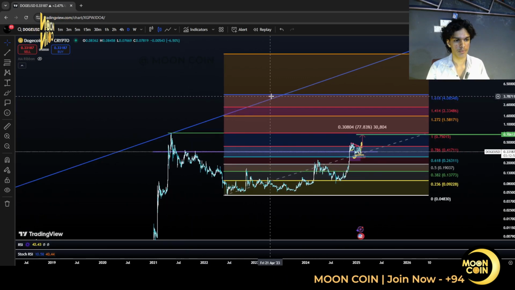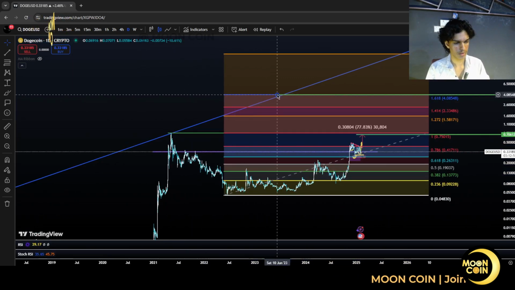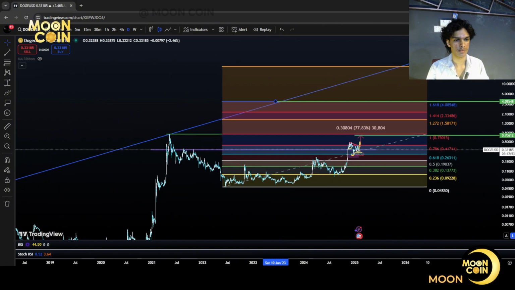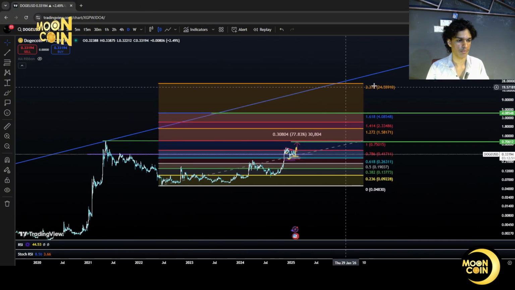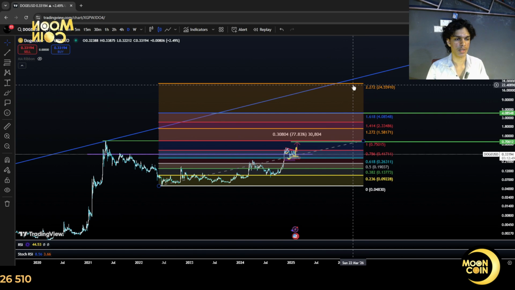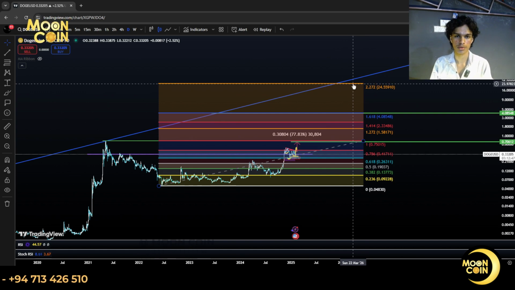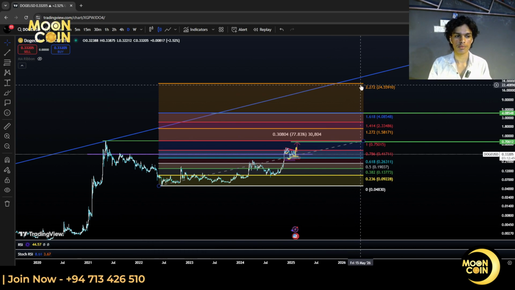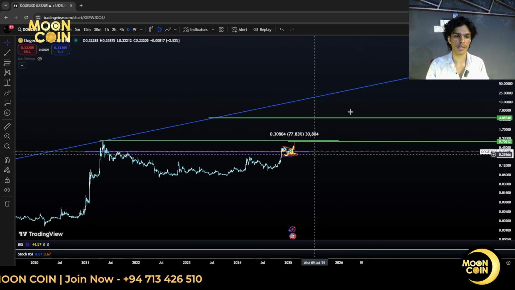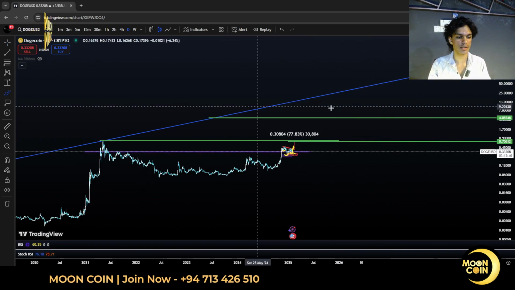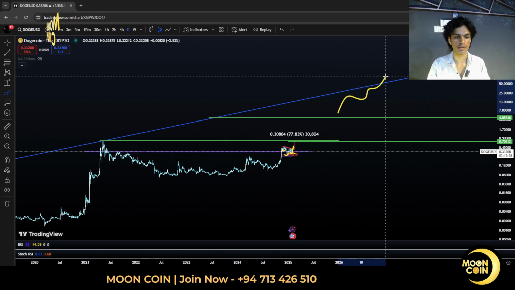It will be nearly $4. Okay, it will be near $4, and that will be the... but if this bull run is a super cycle, and this won't be respected, I think this $4 will be exceeded. I mean, it will go higher than this.